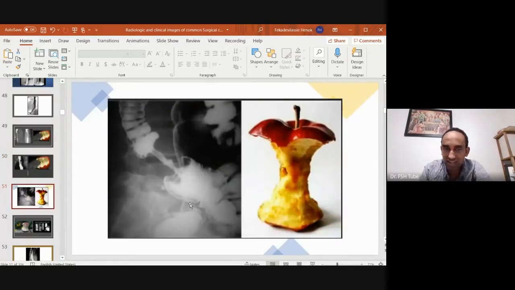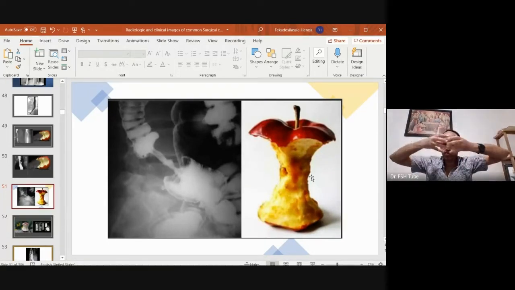What about this one? What about that one? This is the apple core. So the apple is eaten on all sides circumferentially, and only the core is remaining. That means the mass is growing from different directions, obliterating the lumen, and only the center is spared.